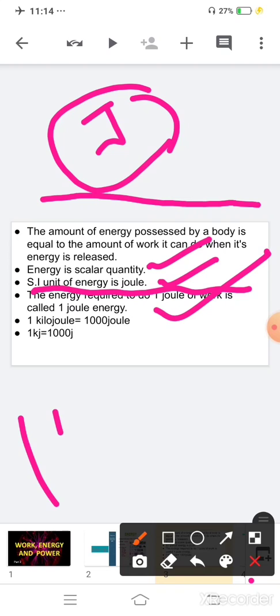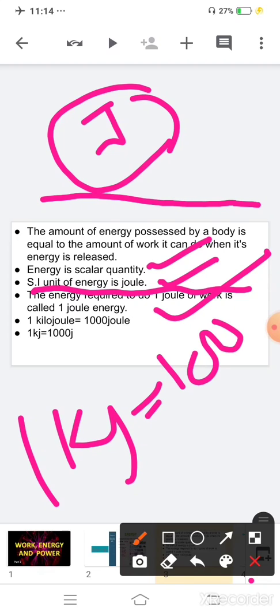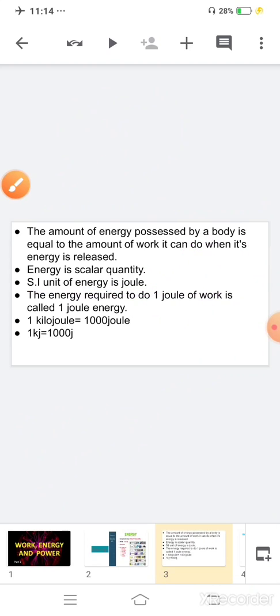And 1 kilojoule is equal to 1000 joule. I am reading this slide once more. The amount of energy possessed by a body is equal to the amount of work it can do when its energy is released. So with this, we can say that whenever work is done, some energy is consumed.